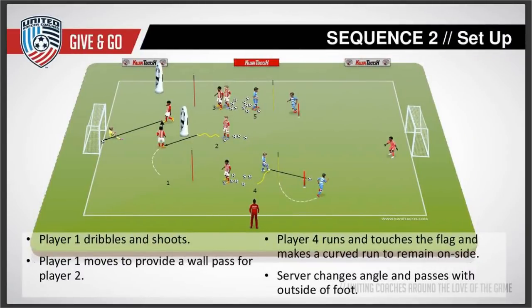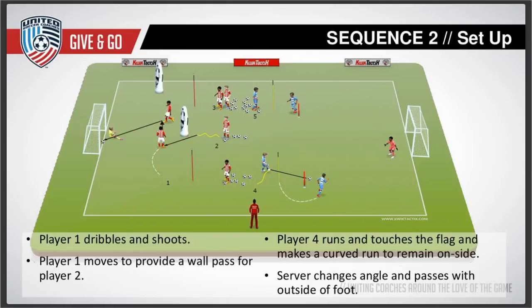Thanks, Ian. Let's go to sequence 2, and we'll start again with the red team. The player that dribbled past the pole and shot, number 1, now moves over to make a combination with player 2. So number 1's moved, and player 2 has dribbled initially so that they are within a couple of yards of the mannequin, and then they've done a wall pass, received the ball back, and then taken a shot. So that's the sequence for the red group.